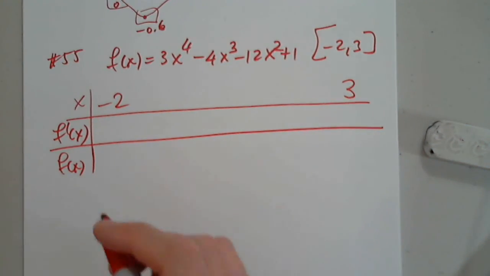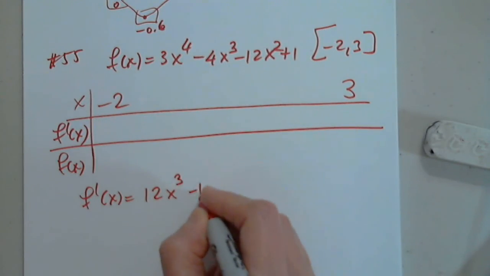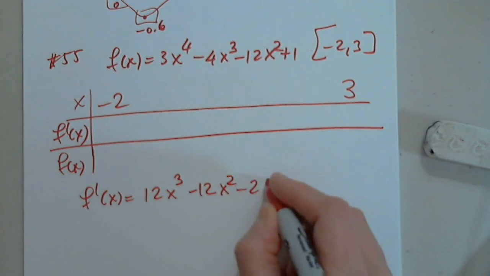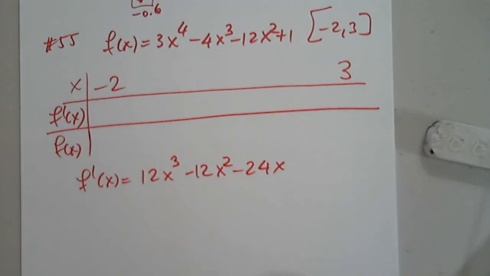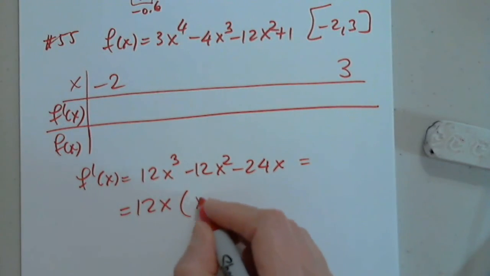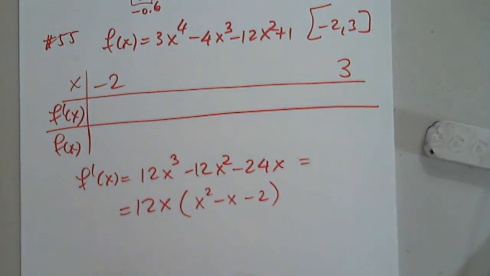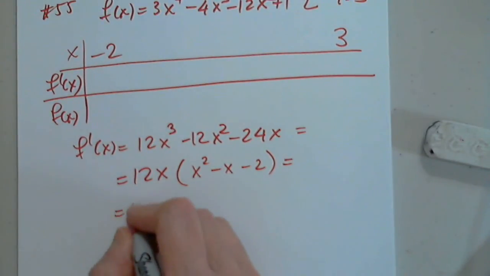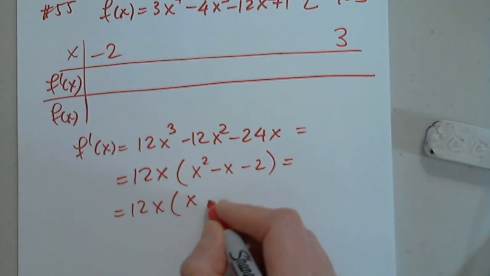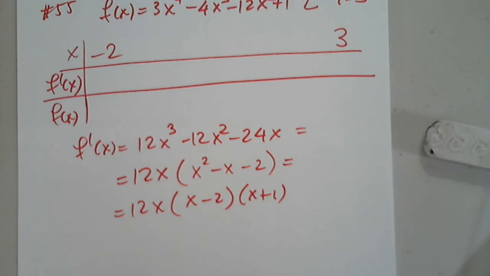We determine the derivative. So 12x to the third minus 12x squared minus 24x. Oh, I see. It's quite nice. Always remember, factor and simplify. X squared minus x minus 2. Very nice. It cleans up quite nicely. So this is x minus 2 and x plus 1. Good. This is just the algebra. I'm sure you have no difficulties with that.